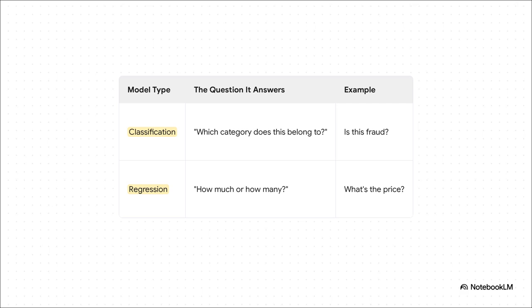The second is a regression problem. That's when you're asking how much or how many. What's the price of this house going to be? How many widgets will we sell next month? If you can frame your project with one of those two questions, you've just nailed down your scope.